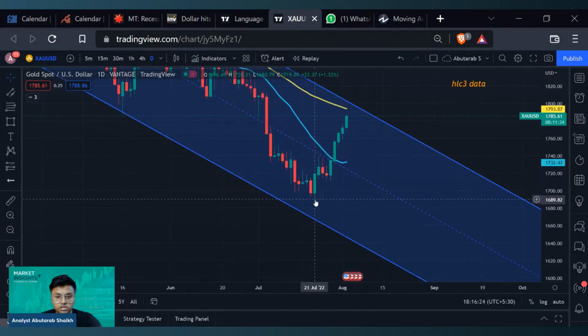And from this position, 21st of July, there has been some form of a choppy session here. Okay, and almost a wait. I will show you.